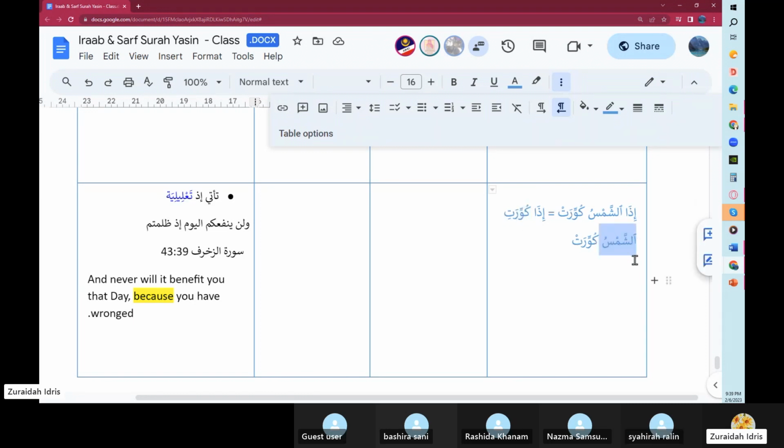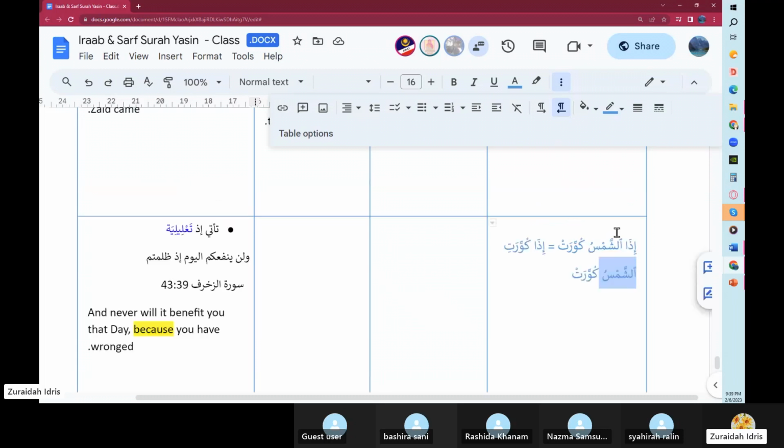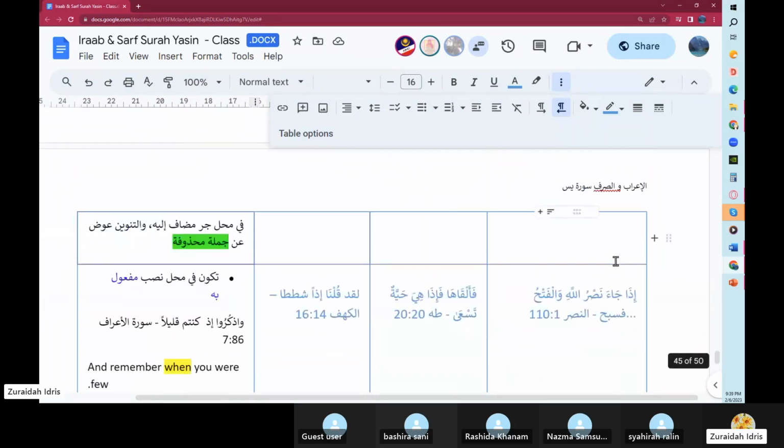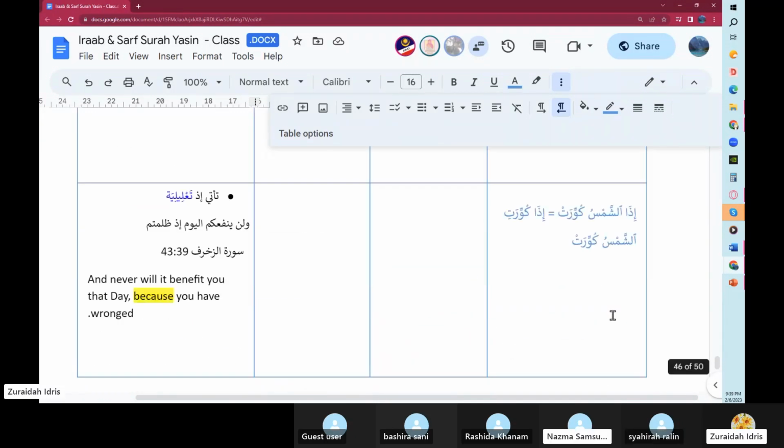the condition is it has to be in a jumlah fi'iliyah. The jumlah fi'iliyah should follow it. Just like this, Iza ja'a nasrullah, right? This is a fi'il. But in this case, because the Iza here is conditional, shartiyah, when the sun collapses, that's what we want to say. But we need to say that there is a fi'il that is missing there. This is how they go around it.